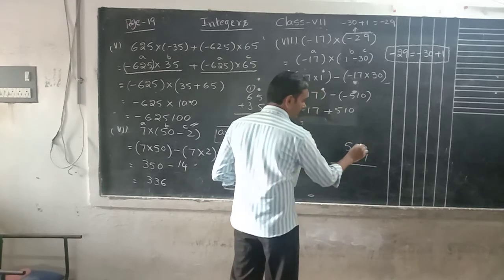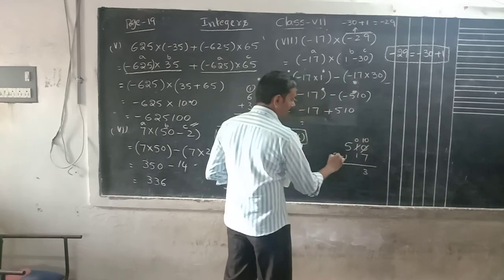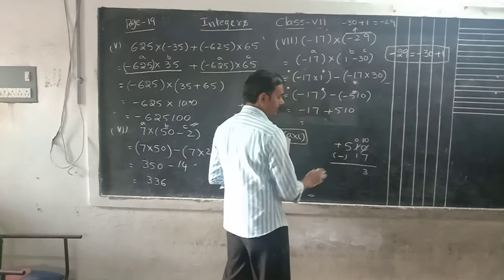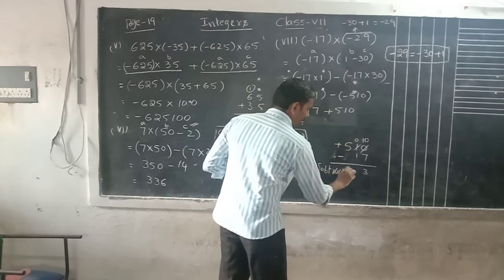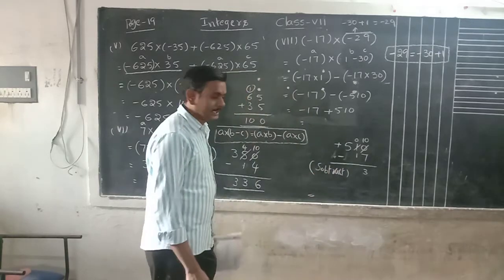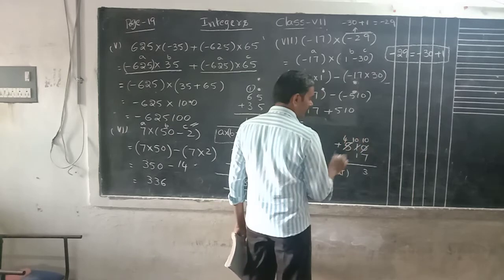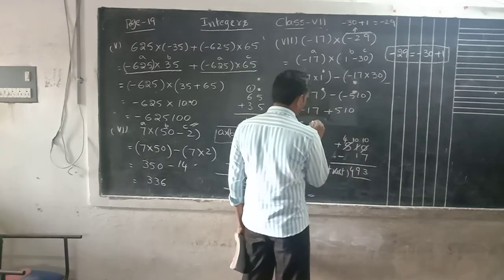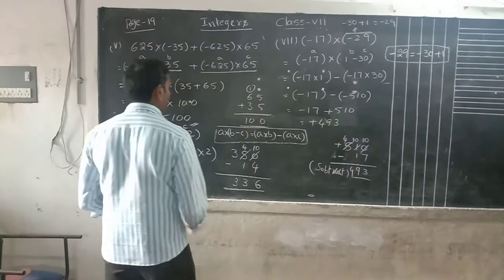510 minus 17 means this becomes 0, this becomes 10. 1 is plus, 1 is minus there, so subtract. Again take power. This becomes 4, this becomes 10. 10 minus 1 is 9. 493. Which 493? Plus 493.